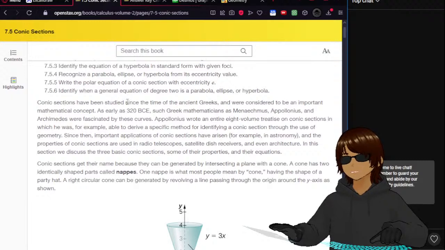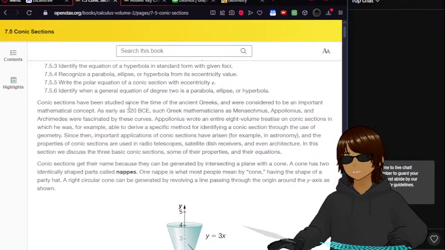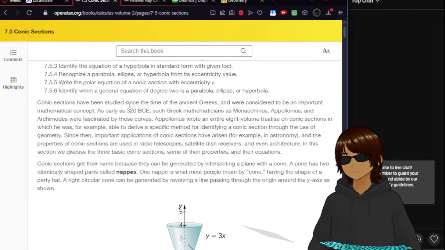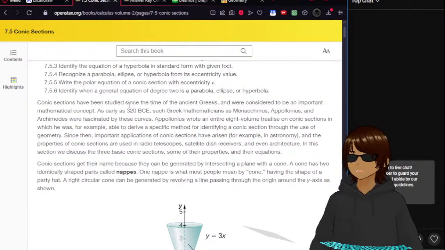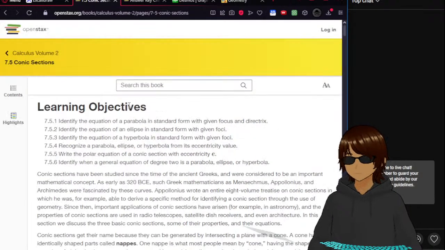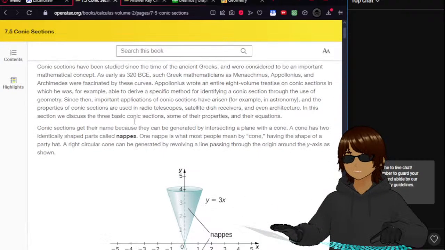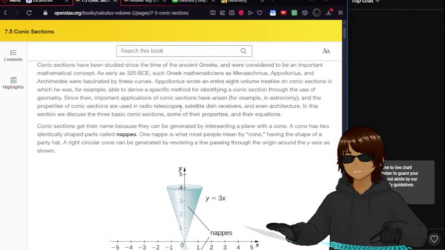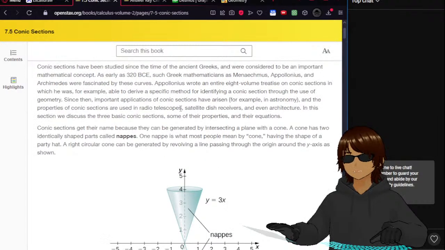Conic sections have been studied since the time of the ancient Greeks and were considered to be an important mathematical concept. As early as 320 BCE, such Greek mathematicians as Apollonius and Archimedes were fascinated by these curves. Apollonius wrote an entire 8-volume treatise on conic sections in which he derived a specific method for identifying a conic section through the use of geometry.